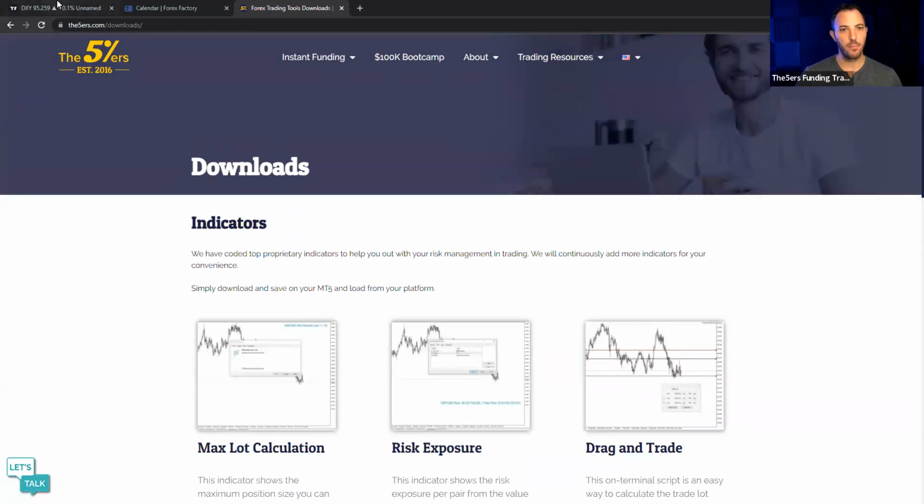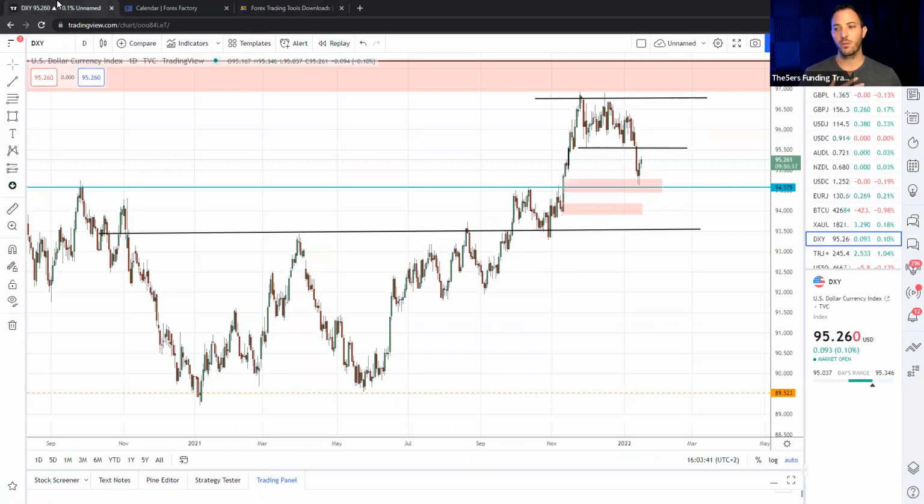Now, on what we're gonna do today, we're gonna talk about the dollar index. We're gonna see how the dollar is behaving against a basket of currencies. Then we'll go to the economic calendar to see if there's any relevant news or event this week that we need to be aware of. And then we'll go to the trading platform and analyze the major pairs and gold. So let's start with the dollar index.